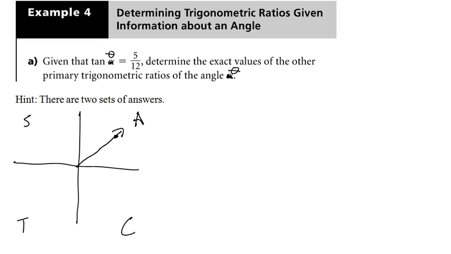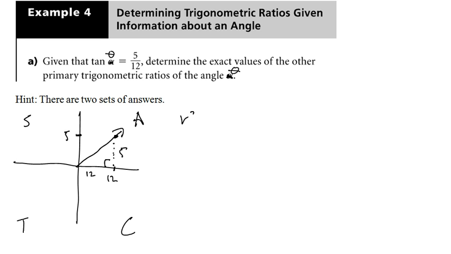So tan is 5 over 12, which means that y is going to be 5 and x is going to be 12. Notice this isn't to scale, but it's not a big deal. And we have a right triangle there with that is 5 and that is 12. So we can use Pythagoras to figure out our radius.